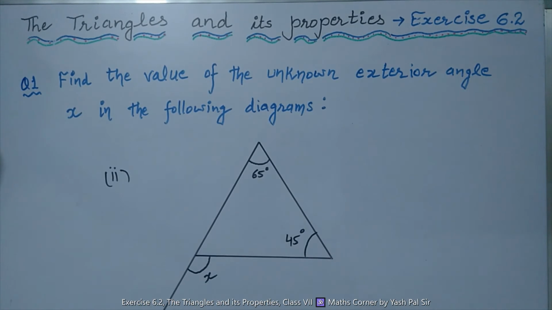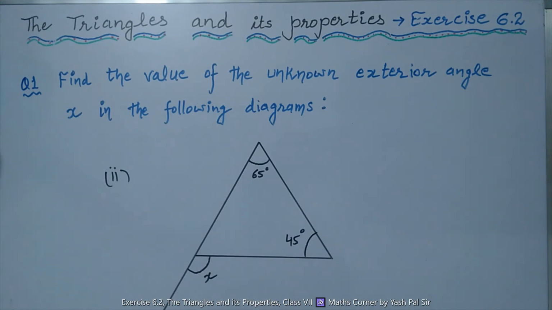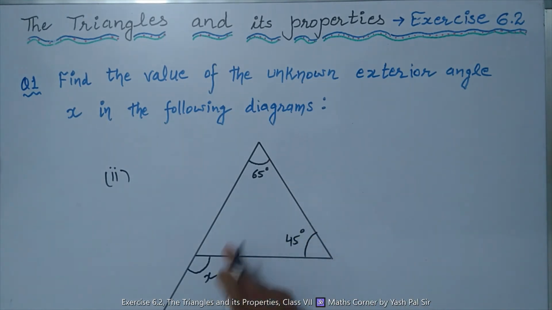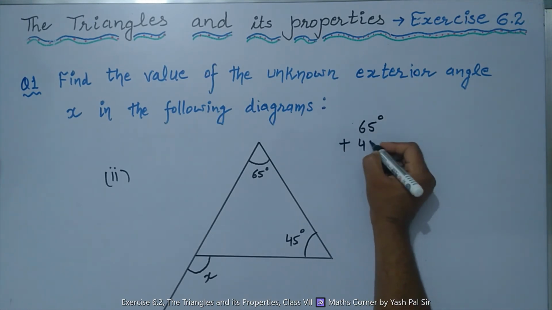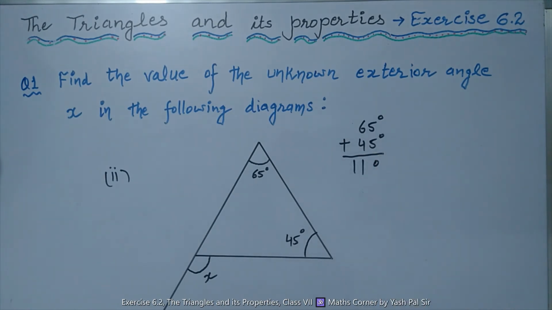Second part, this is our second part. X is the unknown. Interior angles are given, 65 degree and 45 degree. First of all, what is the sum of these interior angles? These are opposite interior angles. So the sum 65 degree plus 45 degree is equal to 110 degree. So what is the exterior angle? Exterior angle is the sum of opposite interior angles. So x is equal to 110 degree.